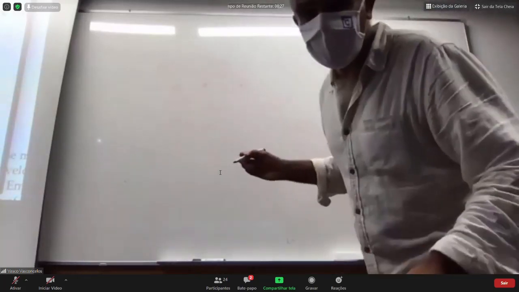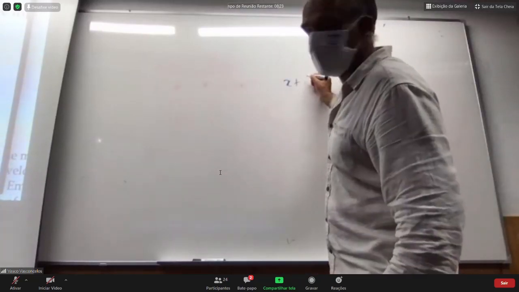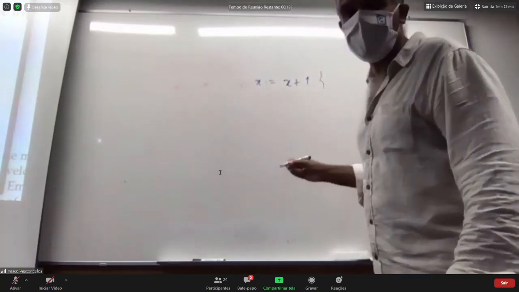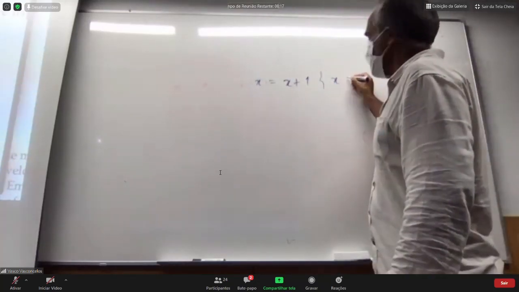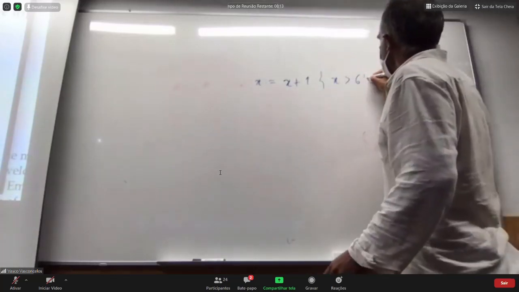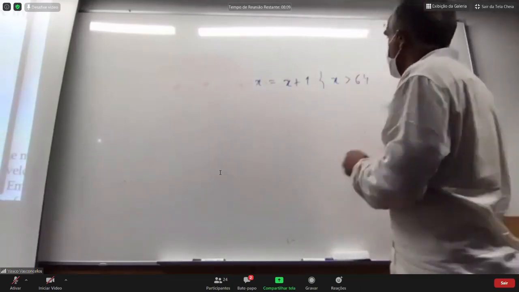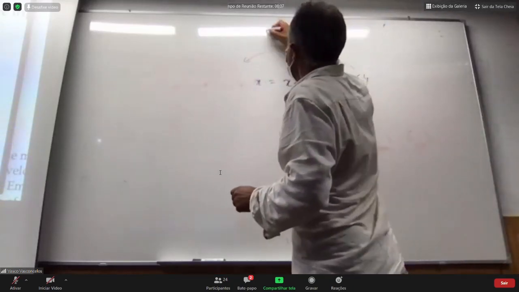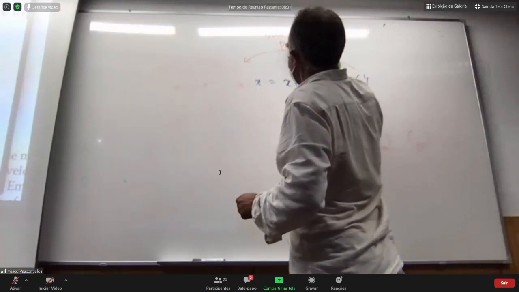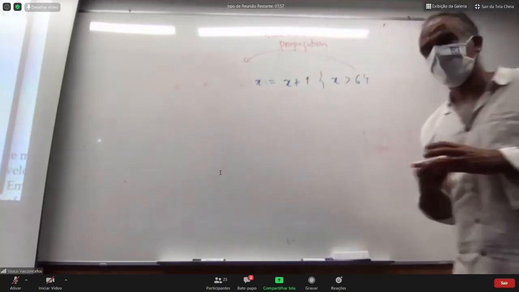So basically, what we have is x plus 1 of x times plus 1. And we'll concentrate on the first condition, x greater than 6. Forget about the precondition. So now what we do is we do backward calculation, from the end to the beginning.